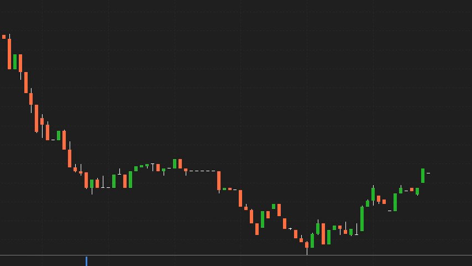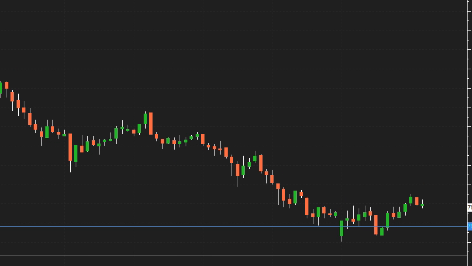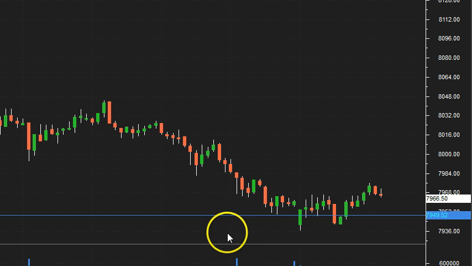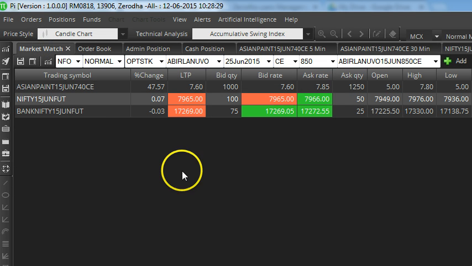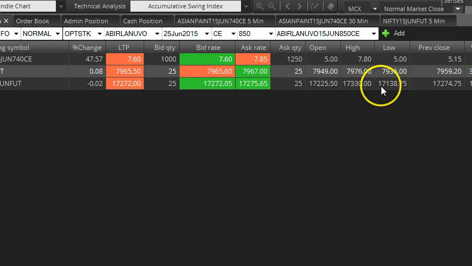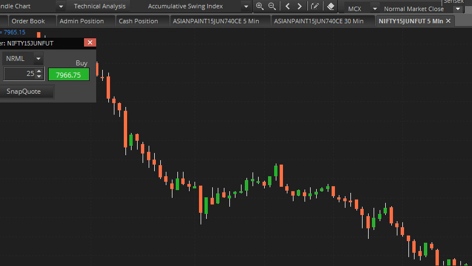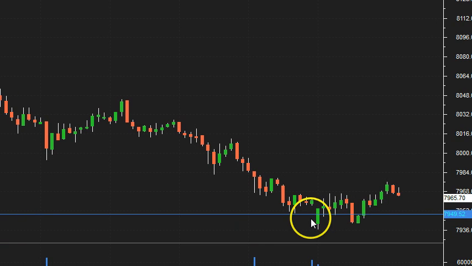So today I picked Asian Paints intraday to go long because I'll show you the Nifty futures chart. This is the Nifty futures chart, and the Nifty day open for futures is 7949 today, and you can find this in your trading terminal here in the market watch. Once you add Nifty futures here, you have the day open price here. So Nifty was trading above its day open price after 9:30 a.m.